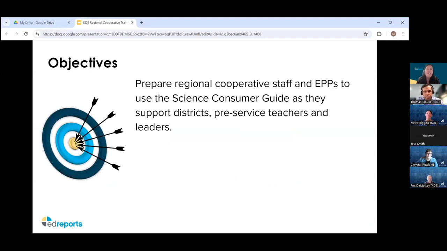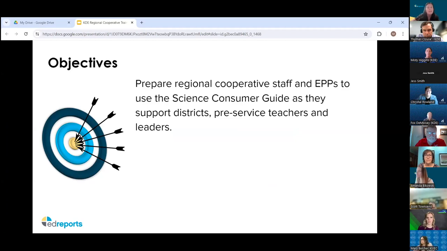So today's objective is to prepare regional cooperative staff and EPPs on how to use the consumer guide for science. This will enable you to effectively support districts, pre-service teachers, and leaders throughout the state. We want you to become familiar with the consumer guide and its embedded tools and resources, so you and those that you work with can utilize high-quality instructional resources.